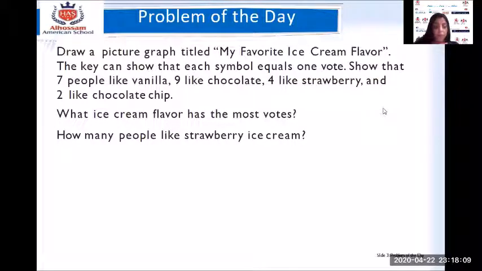Show that 7 people like vanilla, 9 like chocolate, 4 like strawberry, and 2 like chocolate chip. And then we're going to answer these questions. What ice cream flavor has the most votes? And how many people like strawberry ice cream? So first, I'd like to draw with you a picture graph. It's really easy to do that.